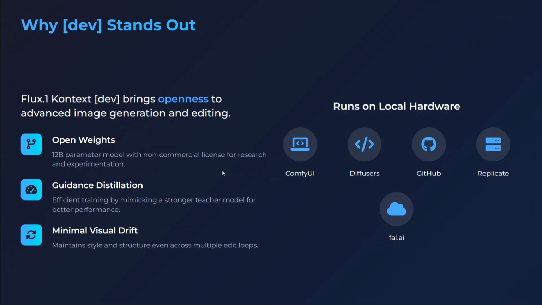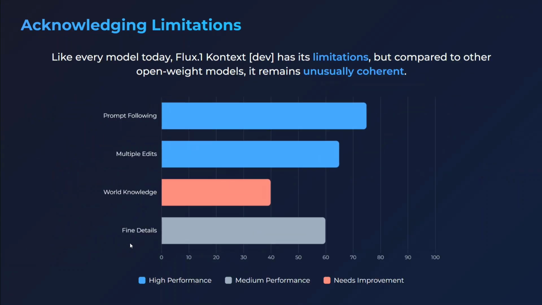Why does it stand out? It's open source, that's why, to be honest. It's compatible with ComfyUI, diffusers, GitHub, Replicate, Fal.ai, everything. Minimal visual drift. As you can read here, efficient training by mimicking a stronger teacher model for better performance, and maintaining style and structure even across multiple edits. So even if you go for 5 to 10 rounds of edits, the style should remain almost the same. Certain limitations that the team has mentioned: it finds certain challenges in prompt following. As you increase the iterations, the styling will degrade. That's quite obvious. World knowledge is a little less and needs improvement. And fine details, it is performing medium.